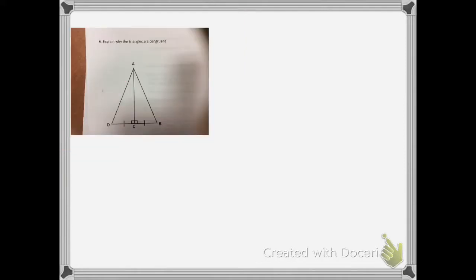Okay, for our last one here, we're looking for the pieces we know. We know that DC is congruent to BC. So that's one set. We've got a side. I'll go ahead and start writing my explanation over here. Since DC is congruent to BC, so that's our side. And then we also have these right angles marked. If they're both right angles, that means they are congruent. So I also have an angle here.